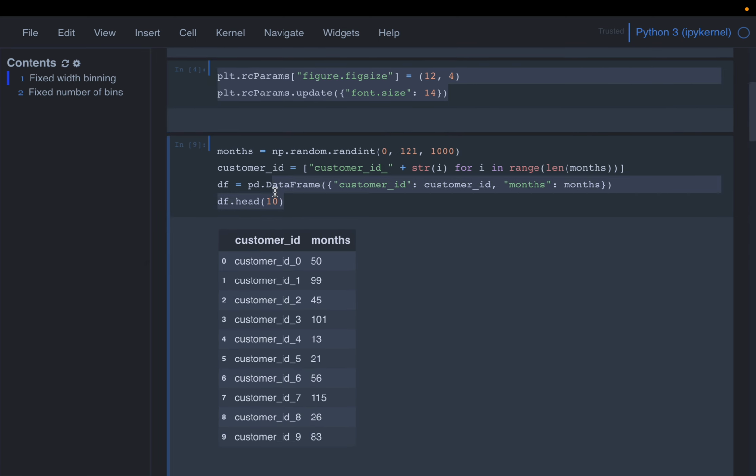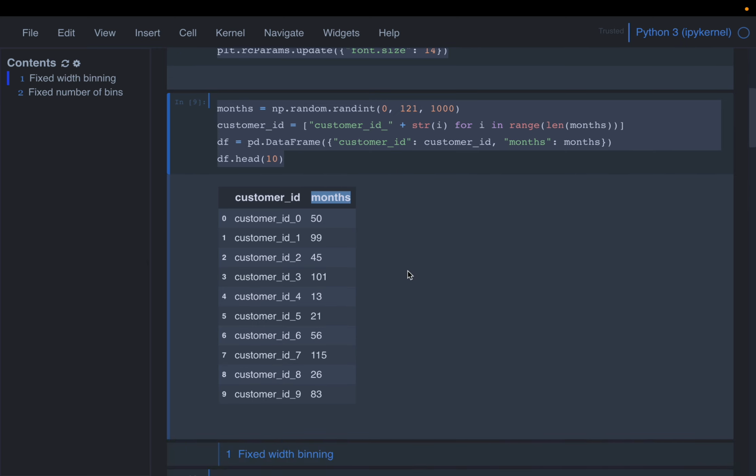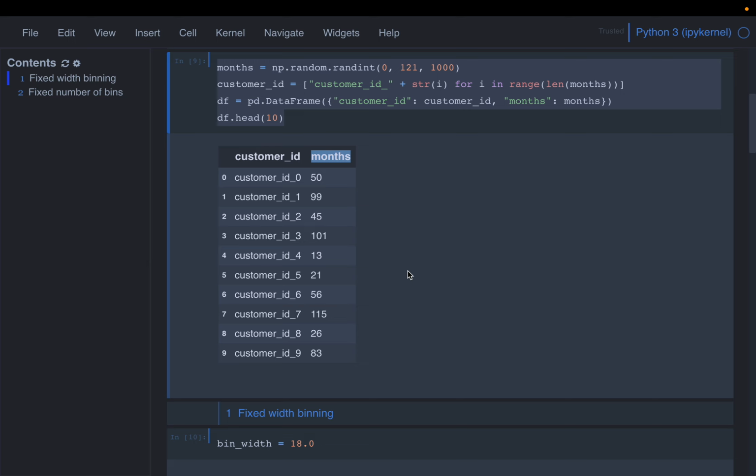Okay, so here we are generating the data. Now let's say we have customer data and we have the number of months the customer is with us. Now these customers are, let's say, with the company anywhere between 0 to 120 months. So we have this 2-column data. Now there are a couple of scenarios why we might want to apply this binning method to these months.